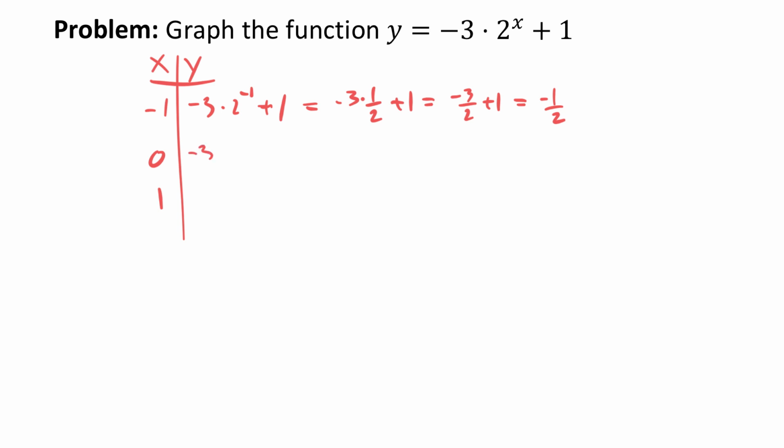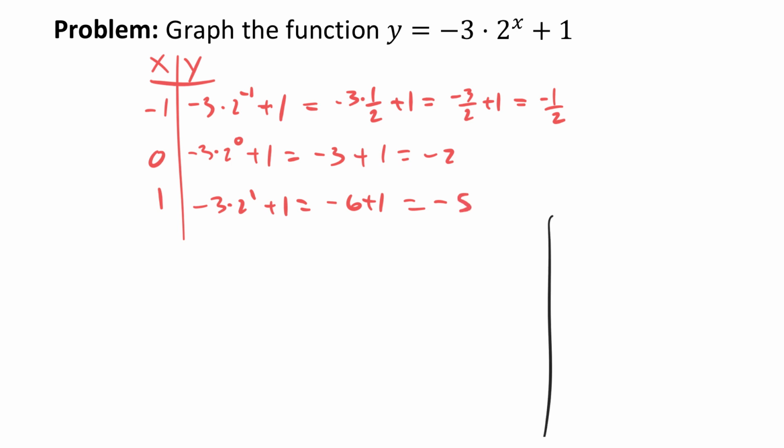Okay, for 0, this is negative 3 times 2 to the 0, plus 1. That's a little easier. 2 to the 0 is 1, so we just get negative 3 plus 1, negative 2. Okay, here, negative 3 times 2 to the 1, plus 1, so negative 6 plus 1, negative 5.